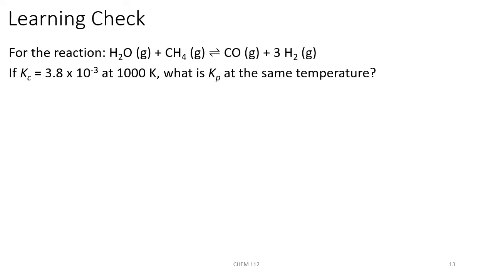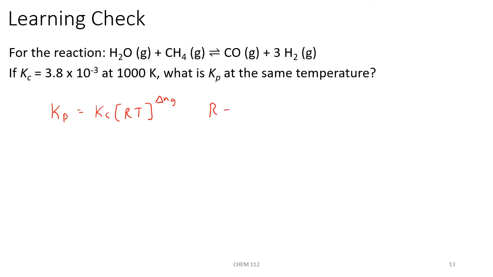For the reaction, water plus methane forming carbon monoxide plus 3 moles of hydrogen, if K sub C is equal to 3.8 times 10 to the minus third at 1000 Kelvin, what is K sub P at the same temperature? So we're going to use that formula that we just derived. K sub P will equal K sub C times RT raised to the delta N sub G, where it's R times T, that whole term that is raised to the exponent there.